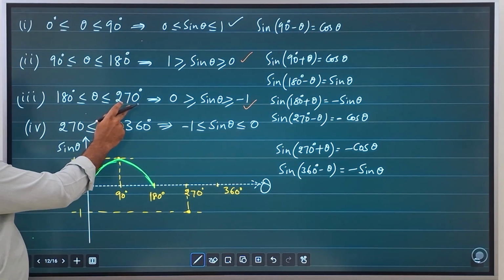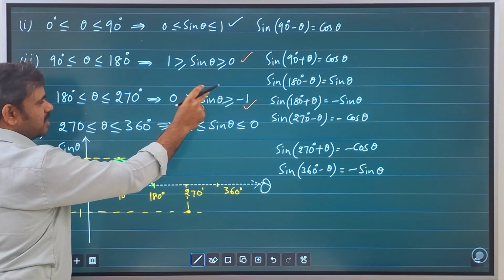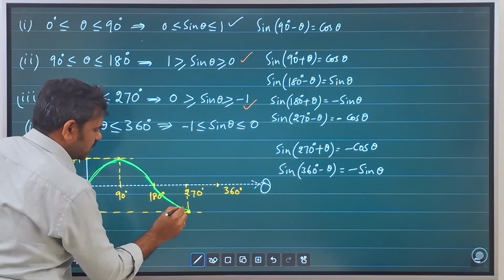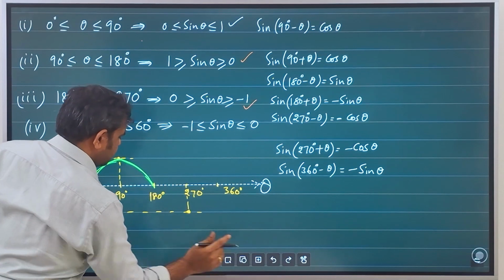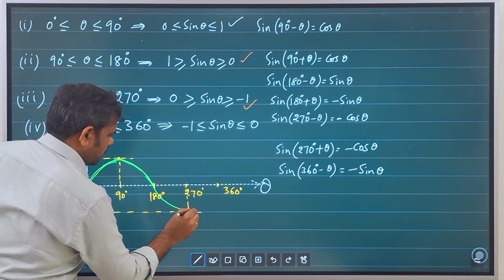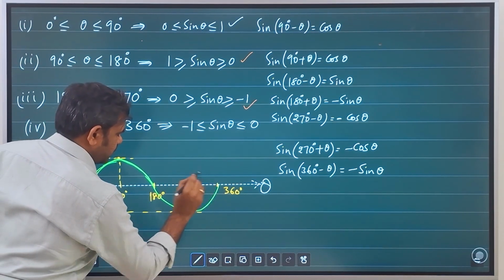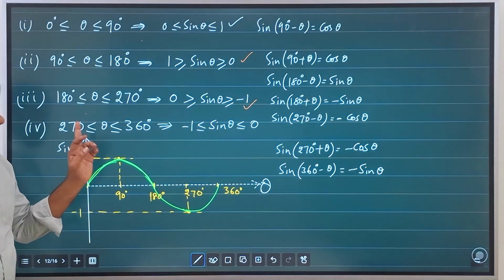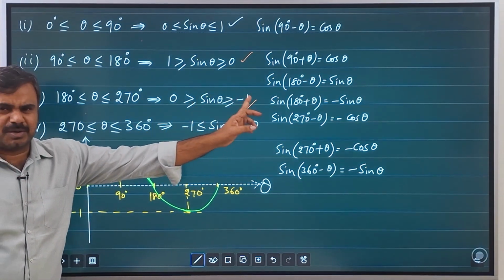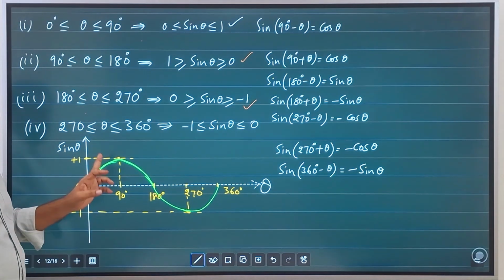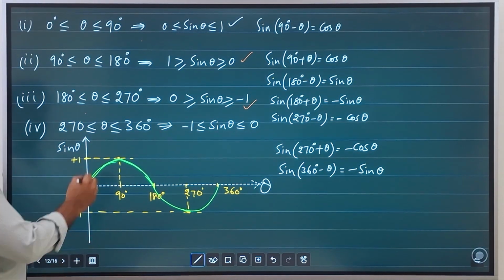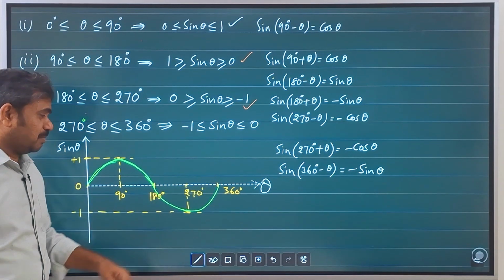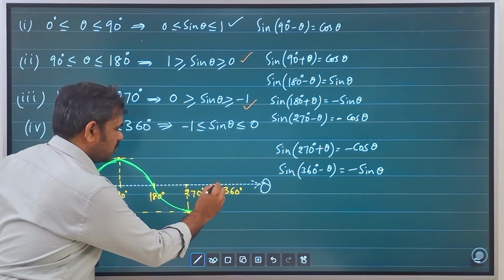From 180 degrees to 270 degrees, sine theta value decreases from 0 to minus 1. The graph comes like this. From 270 degrees to 360 degrees, sine theta value increases from minus 1 to 0.